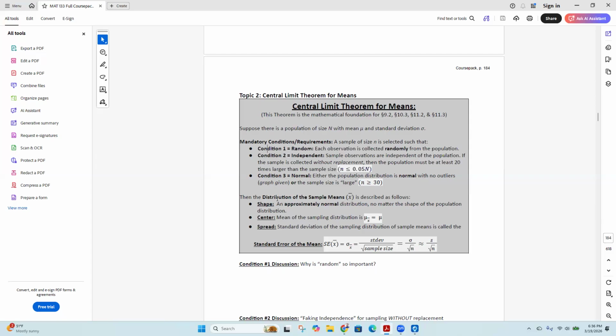But the thing I want to point out for the central limit theorem is if you satisfy those conditions, then the distribution of sample means will be normal.